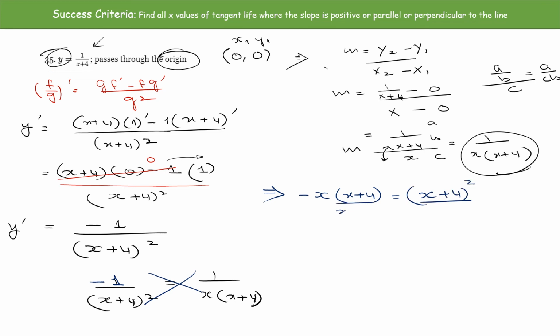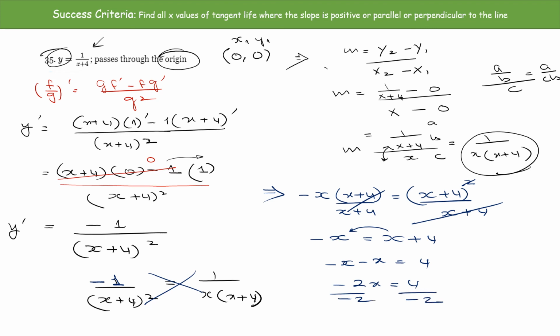Divide both sides by x plus 4 to get rid of this x plus 4, and the square is cancelled. We will get minus x equals x plus 4. Now bring the x over here, so you will get minus x equals 4. That would give you minus 2x equals 4. Divide both sides by negative 2 and we will get x equals negative 2. So this is the x value where the slope is passing through the origin.